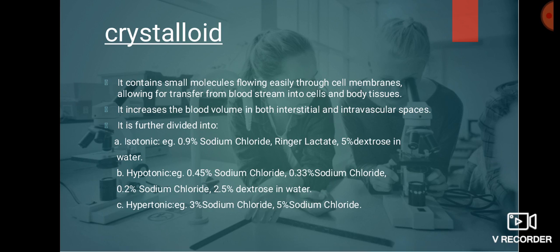The examples of isotonic: 0.9% sodium chloride, Ringer lactate and 5% dextrose in water. Hypotonic. Examples of hypotonic: 0.45% sodium chloride, 0.33% sodium chloride, 0.2% sodium chloride and 2.5% dextrose in water. Next, hypertonic. Examples of hypertonic: 3% sodium chloride and 5% sodium chloride.